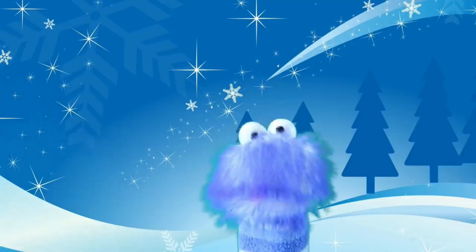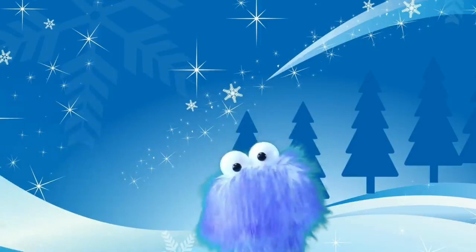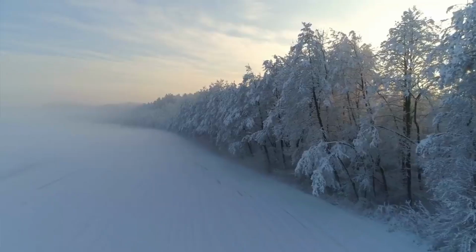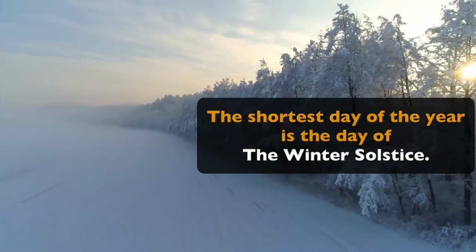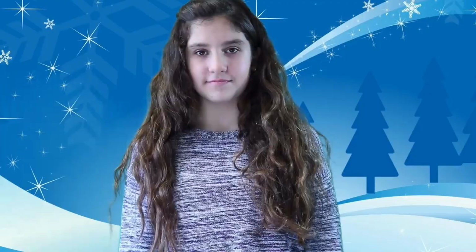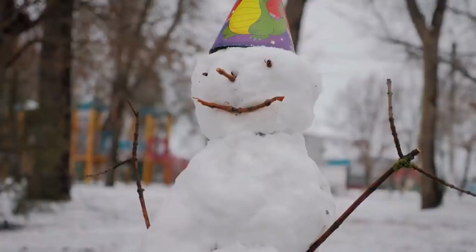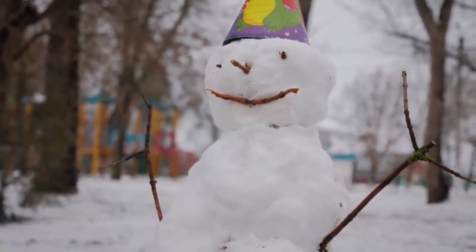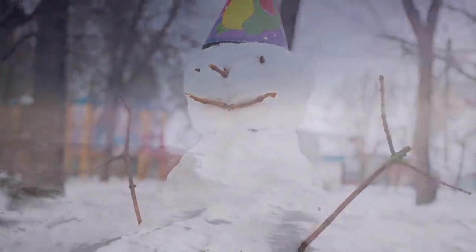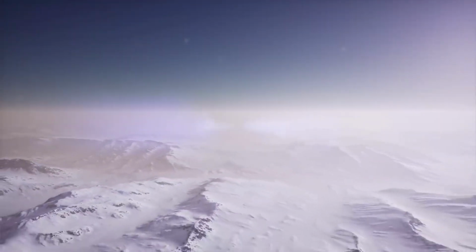And you may notice that during winter, the days are shorter and the nights are longer. The shortest day of the year is the day of the winter solstice. The day is actually not shorter, but that day has the shortest hours of daylight. And no matter where you are in the world, if you're in the northern or the southern hemisphere, winter is always the coldest time of the year.